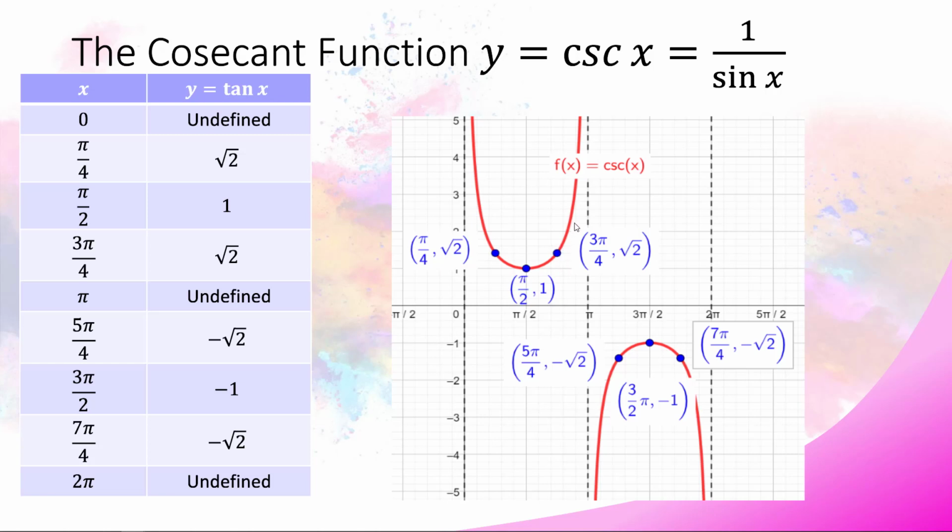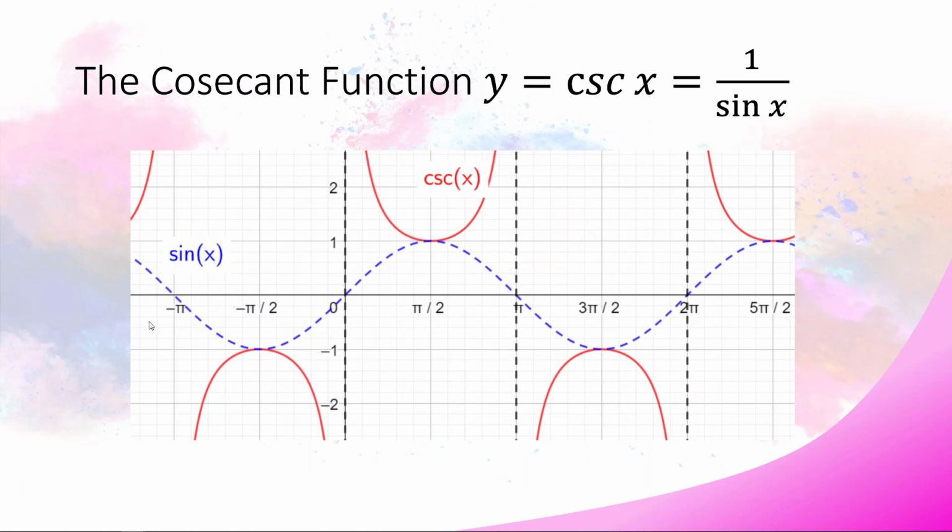And as we continue on to pi, sine becomes 0, therefore cosecant becomes undefined. As we cross pi, we go into the negative range, and as we increase up to 5 pi over 4, cosecant becomes negative root 2. It then reaches the sine value at 3 pi over 2, which will be negative 1, goes back to negative root 2, and then as we continue on to 2 pi, it becomes undefined. This is a comparison with cosecant and sine.